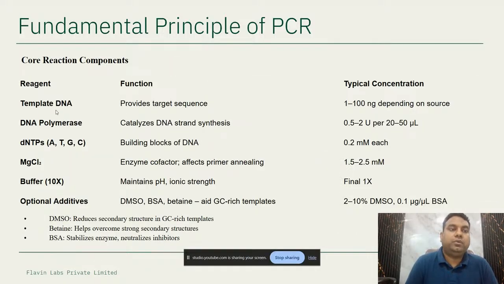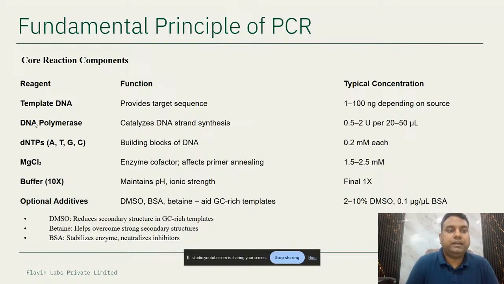So, what are the core components required for a PCR? We need a template DNA. Whatever is our target sequence is called template DNA, and usually 1 to 10 nanogram of template DNA is required, depending upon the source and condition of our PCR.